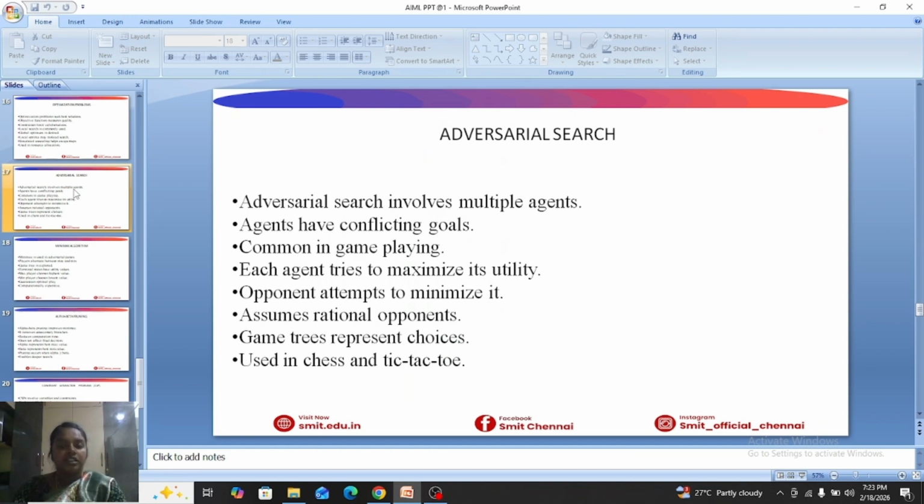Adversarial search. It involves multiple agents. Agents have conflicting goals, common in game playing. Each agent tries to maximize its utility, while the opponent attempts to minimize it, and it assumes a rational opponent. Game trees represent choices, used in chess and tic-tac-toe games.